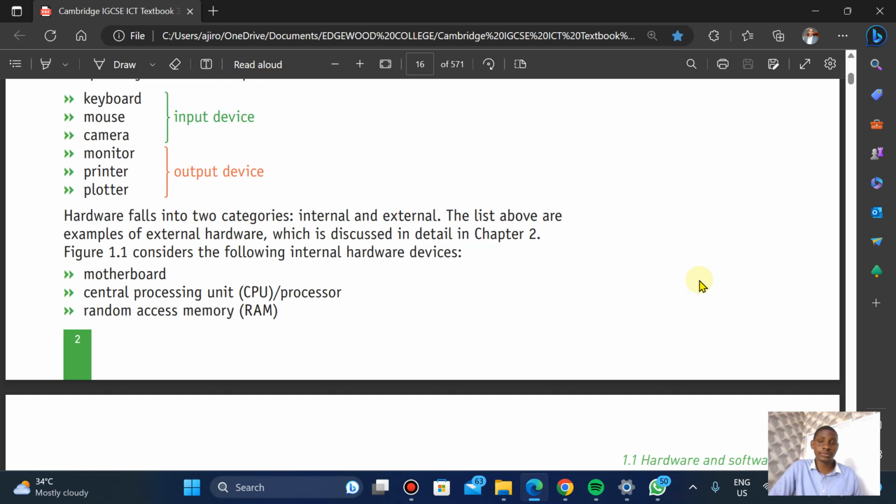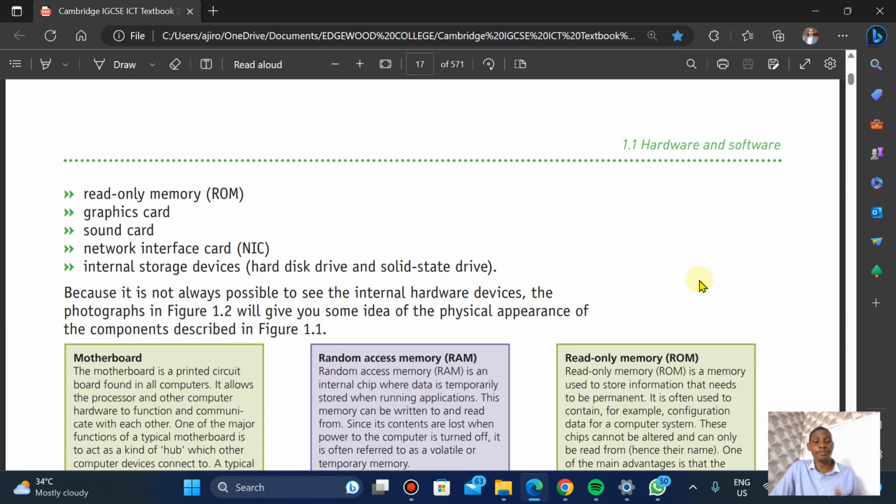We have the motherboard, we have the central processing unit, which is a CPU, right, or what you call your processor. We have the random access memory. Okay, we also have the read-only memory, which is your ROM. We have your graphics card, we have your sound card, you have your network interface card, and then you have your internal storage devices. Your internal storage devices, it could be that you have a hard disk drive, talking about your HDD, or it could be that you have the solid state drive.